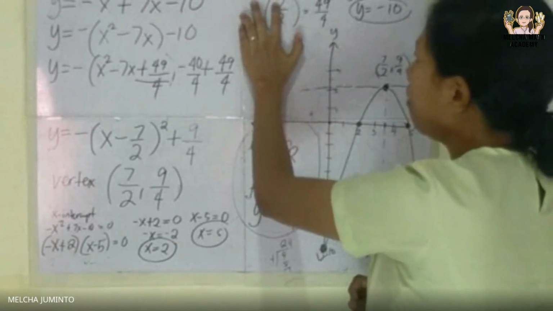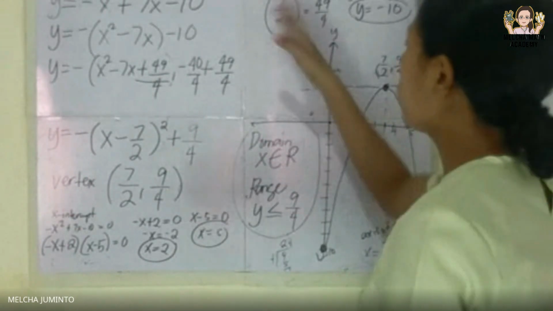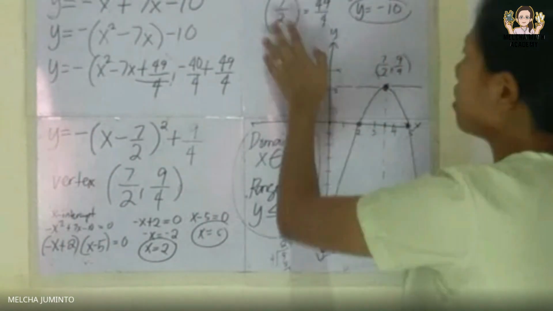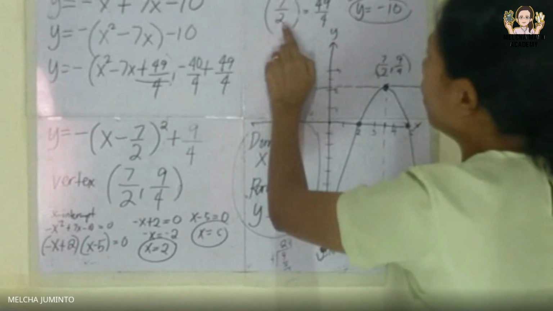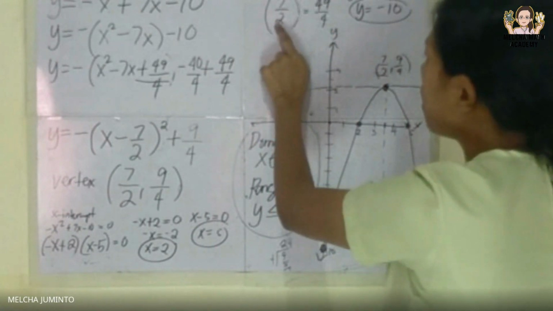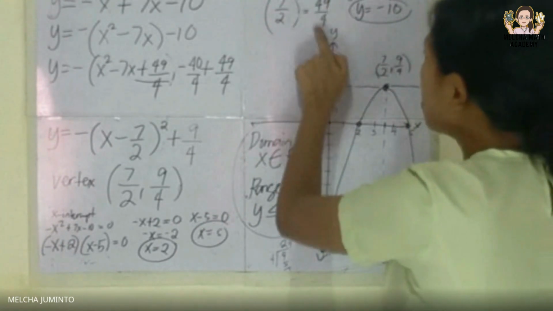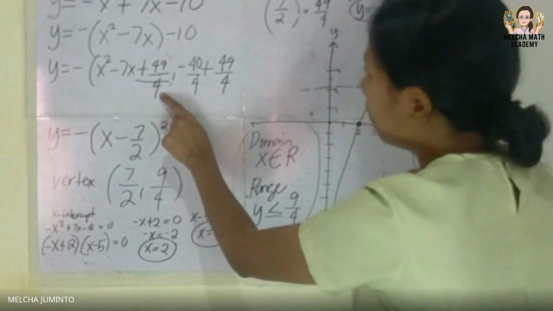In this case, 7 is not divisible by 2. Pero kung divisible siya, you need to divide it. For example, 6. 6 divided by 2 is 3. In this case, 7, do not divide by 2. Simply stay with the fraction. And then square it. Square 7/2. We obtained 49/4. And this number na naka-square, siya yung ilalagay mo dito as the third term.